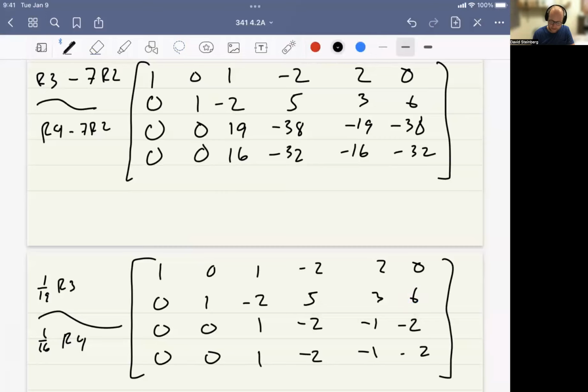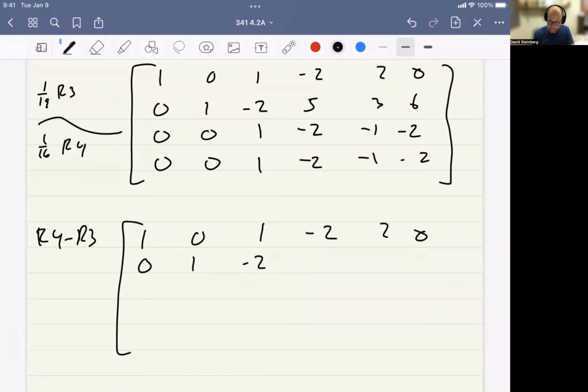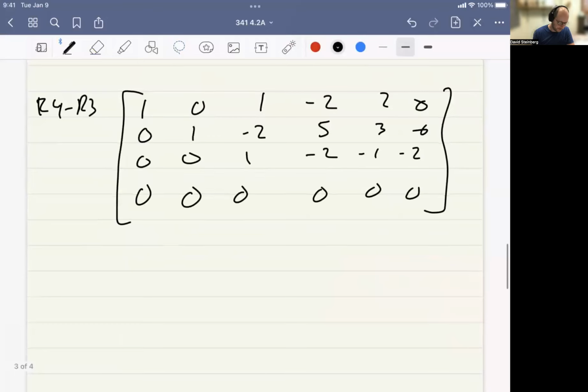All right. Okay, so then we can do row 3, or rather row 4 minus row 3. 6, 0, 0, 1, -2, -1, -2. That's 6 forever. Give me a hard time. Finally, row 4 is just all zeros now. Okay. Getting there. We are getting there.